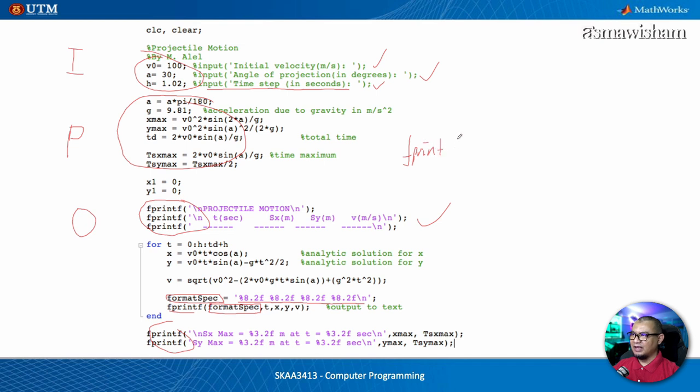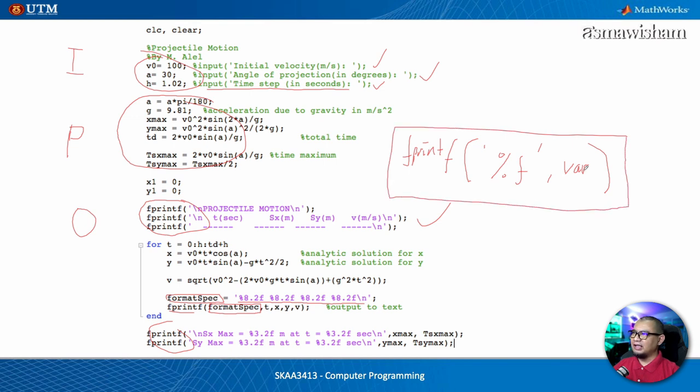Okay, printf. Then you have a quotation mark, whereby inside here will be the formatting. Next you have the variable. So this is the basic syntax. I always highlight the basics. You must understand this. Once you understand clearly this basic format, the basic concept or basic syntax, you can apply it with anything. You must understand this one first.